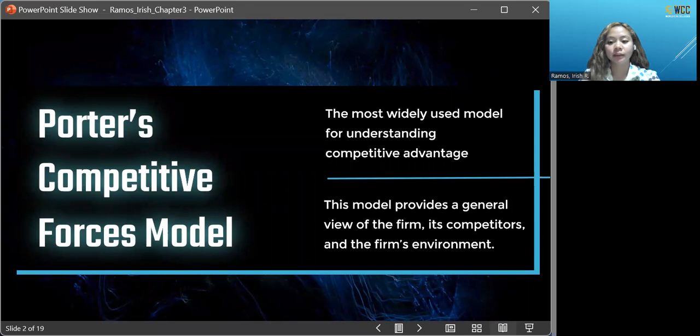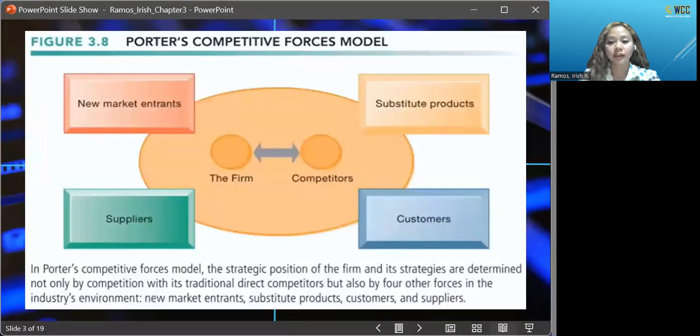It is the most popular paradigm for comprehending competitive advantage. This model gives a broad overview of the company, its rivals, and its surroundings. Here, we see Porter's competitive forces model. The whole business environment of the firm is crucial to Porter's model.